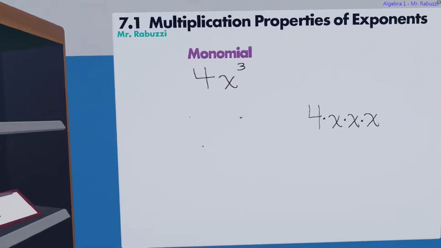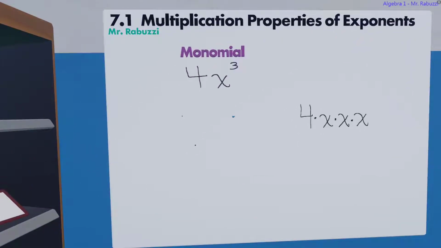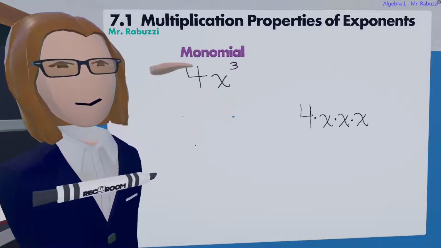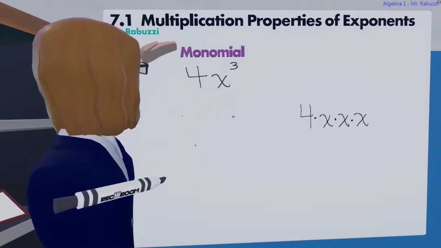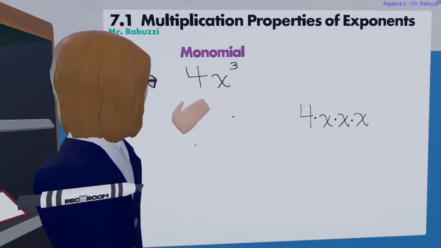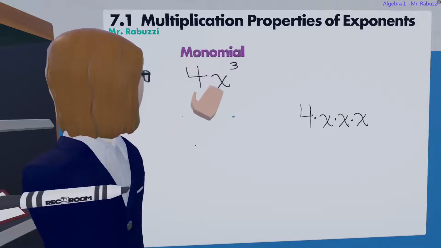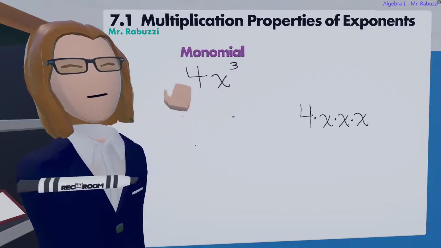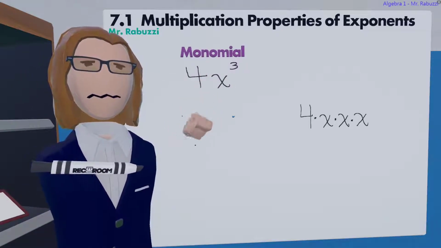Okay, so here at the first board, we have a little bit of vocabulary and maybe some review. On the board, I wrote out a monomial. A monomial could have more than one number in it, more than one variable too. We have a 4, an x, and a 3, so 4x cubed, but all together, this is one term, okay?